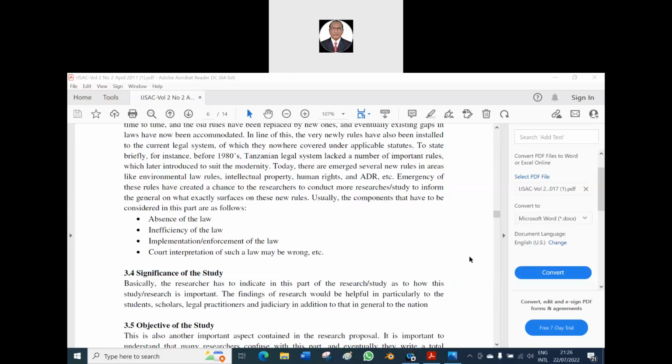That is the reason this research is an important factor, because a lacuna or gap exists, and that gap will be filled in the existing law. Or the law is there but inefficient, or the law is there and efficient but the executive machinery is inefficient, and you can emphasize in that manner. That is why you can show that your research is very important. Is it clear? Yes, it is. The findings of the research should be helpful, in particular to students, scholars, legal practitioners, the judiciary, and in addition, in general, to the nation.